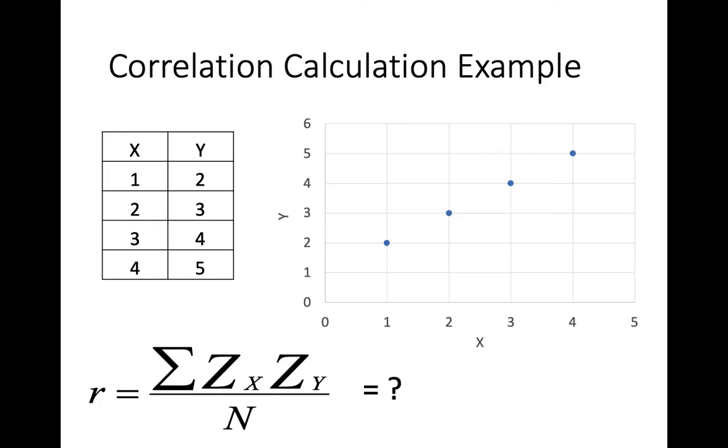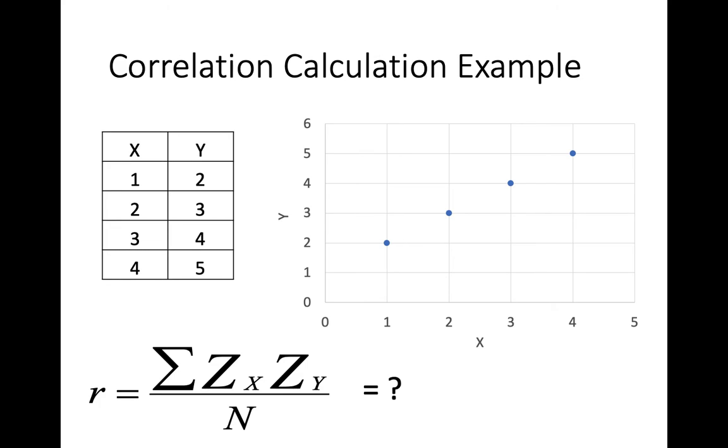So let's go through a calculation with numbers. I've just made up a very simple set of data, and I'm just using X and Y, no real example or context here, just to keep it super simple. We've got X values of 1, 2, 3, and 4, and then Y values of 2, 3, 4, and 5. I've graphed the data points along the X-axis and the Y-axis. What we see here is a perfect positive correlation, don't we? All those points fall on a straight line.